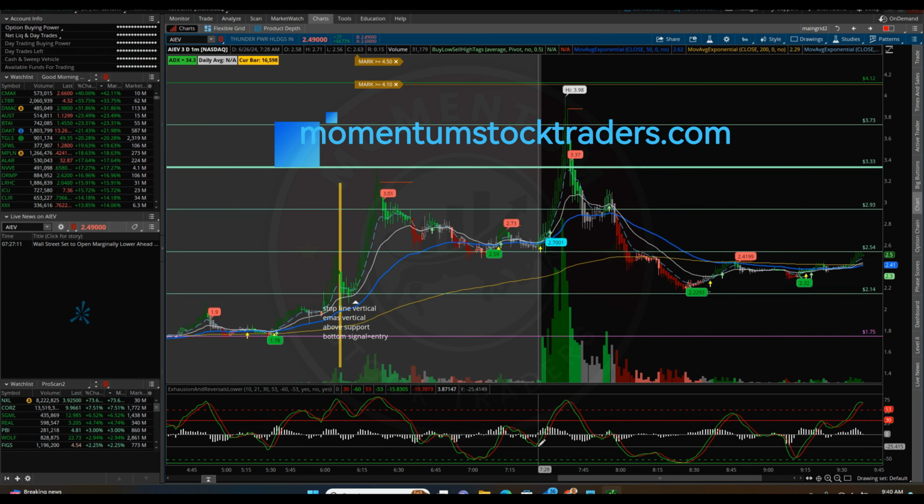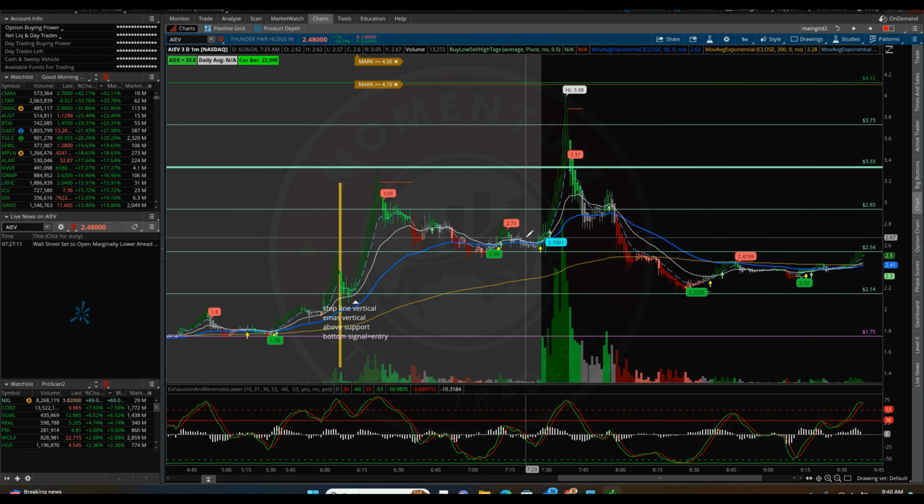So again, crossovers down here in the lower above the EMAs. Watch out for those flattening of the lines here because that's weakness.